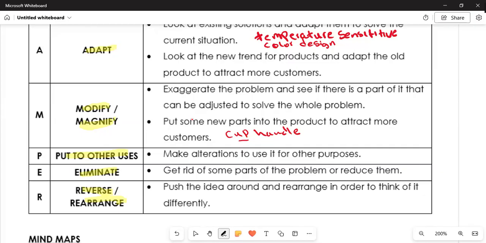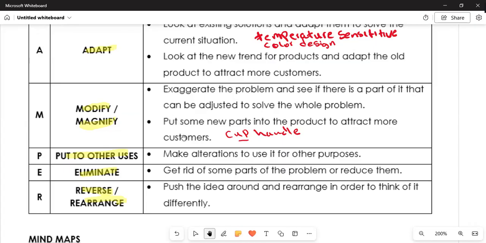Rearrange or reverse. This is where you change the order or direction of elements. You turn the idea around and rearrange in order to think of it differently. So in this one, you reverse the cup lid so that it opens like a flower petal rather than a twist top, making it easier to drink from and clean. So that is when we rearrange or reverse.